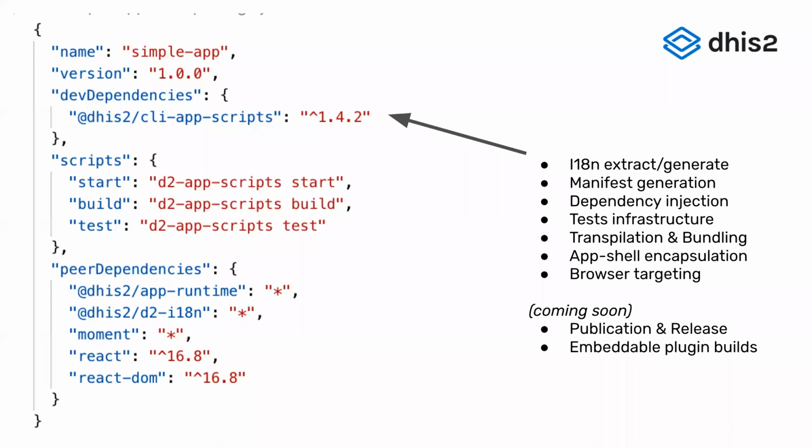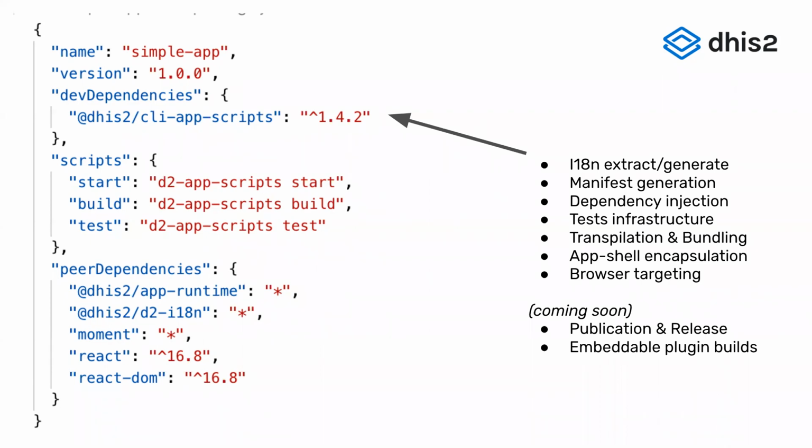There's a list of them there. You have to extract the translation strings from your code base. You have to generate a manifest, generate test infrastructure, transpile for particular browsers, encapsulate the application in the app shell so that it has all of those common components already built in, target different browsers, things like that. And coming soon, we'll be able to simply say D2 app scripts publish or D2 app scripts deploy to push that application directly to a DHIS2 instance or to the DHIS2 App Store from the command line without needing to go through multiple steps of being able to do that.